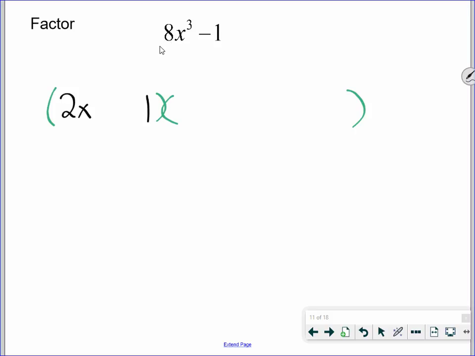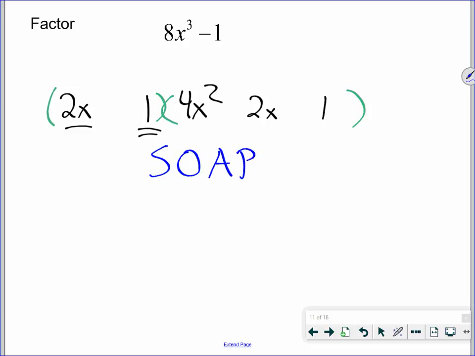Then, to get the second set of parentheses, we square the first term. We multiply the two terms. And then we square the last term. And then to get our signs, once again, we just SOAP it up. It's a negative, so same, opposite, always positive. And now we have factored our difference of cubes.